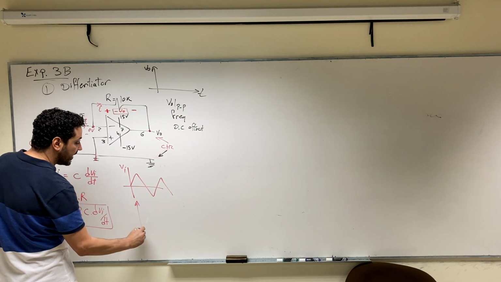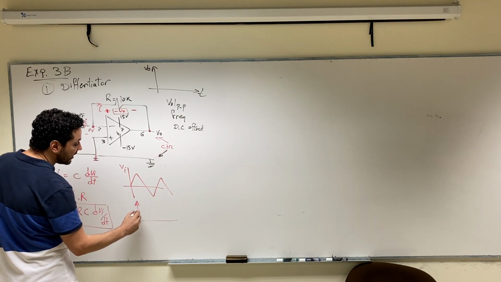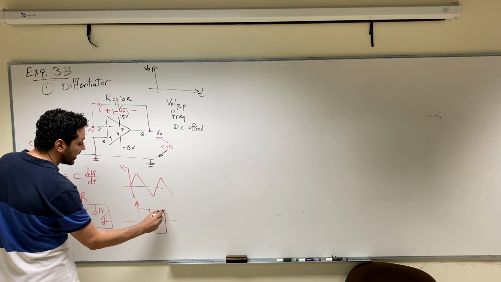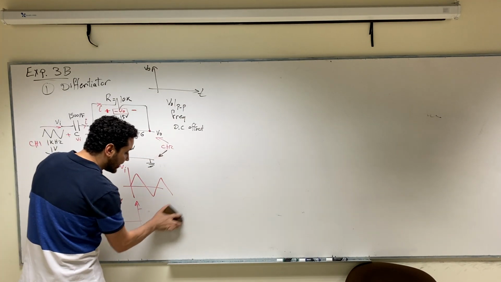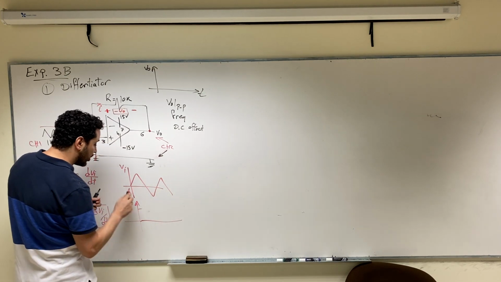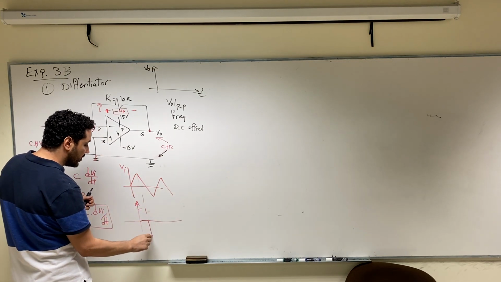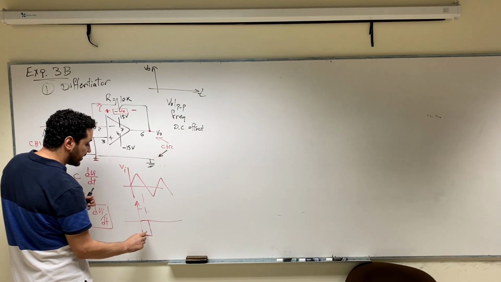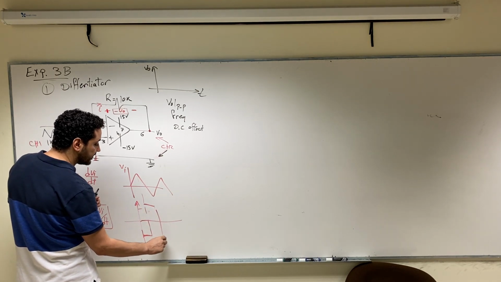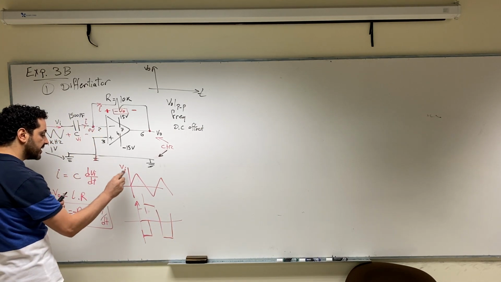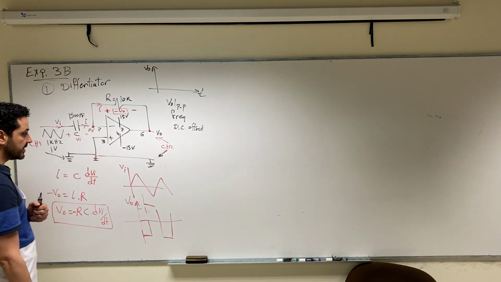Then the output should be kind of a rectangular wave, right? Kind of a rectangular wave, and also with a negative sign, so it will also be multiplied by a negative. So if the slope here is positive, this will give you a negative rectangle. If the slope here is negative, it's supposed to give you positive, and so on. Okay, so if this is the input, the output should look like this.